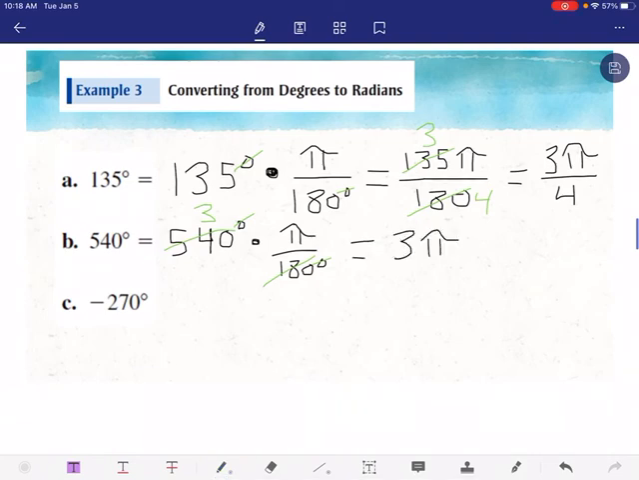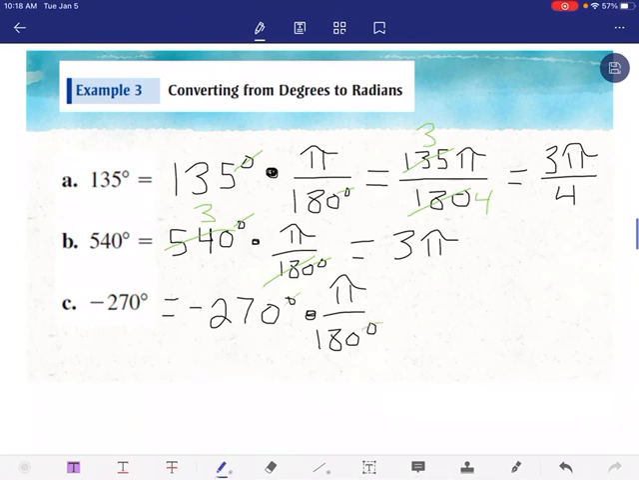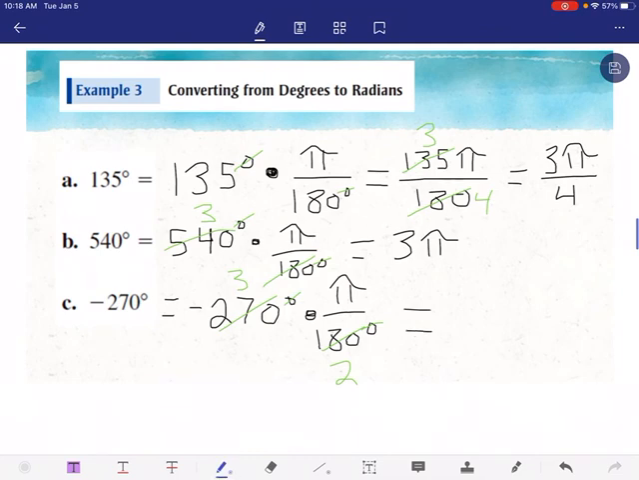And our last one is negative, but the process is still going to be the same. I'm going to take negative 270 degrees, multiply that by pi over 180 degrees. My degrees are going to reduce. And notice that 270 and 180 is going to reduce to 3/2. We didn't do anything to the negative, so it's going to stay the same. So we would have negative 3 pi over 2.